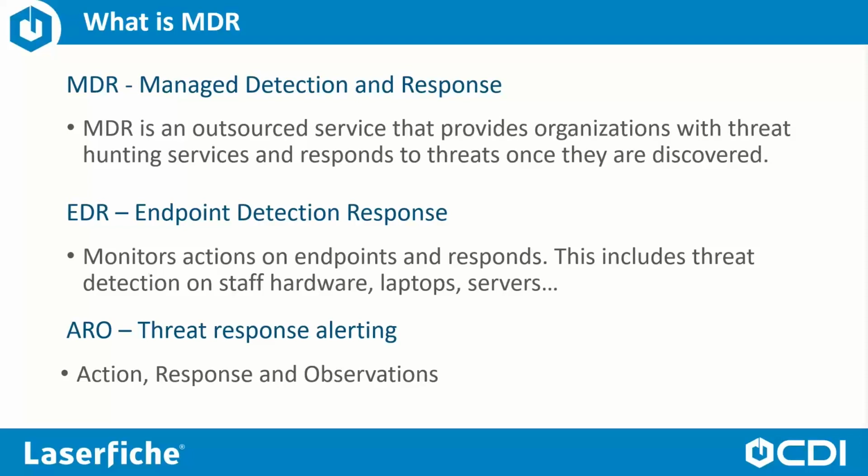Another term we're going to go through is ARO, which is the type of reporting that the Covalence system provides. There are three main sections: action, response, and observations. Every threat is picked up and pushed into one of these three categories to help you focus on what is most important and creates a roadmap of things you may need to change in the future. I'll be showing a few screenshots and examples of that later.